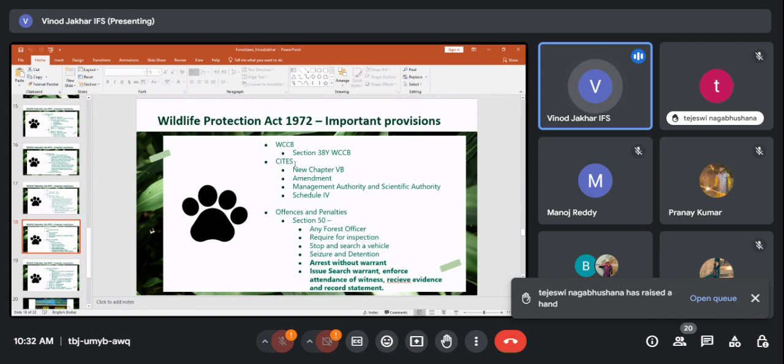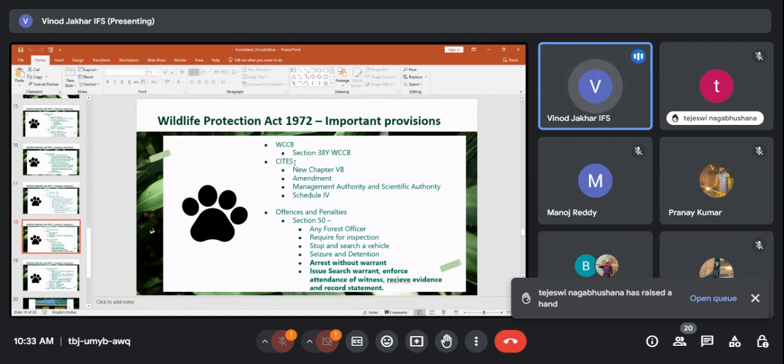Then the next chapter, this is a new chapter which is added through the recent amendment, Amendment 2023. And this has included the provisions of CITES. CITES is the Convention on International Trade in Endangered Species. So all the provisions of CITES have been included in this act now.